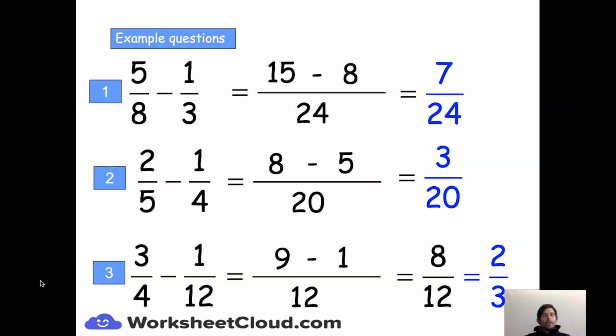Okay, so that's the subtraction of fractions, guys. Very much the same as addition, except you are subtracting the numerators.